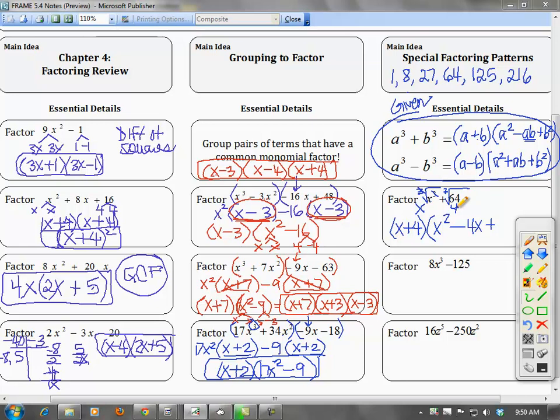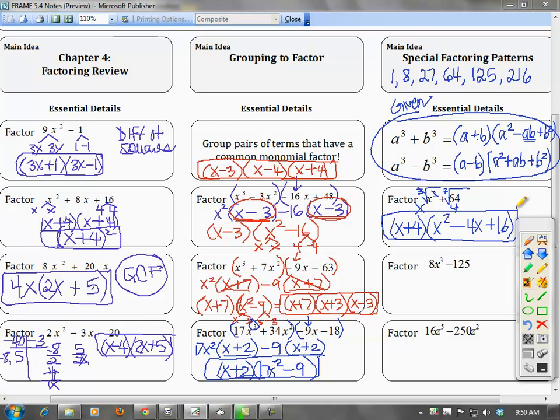So 4 squared ends up being 16, and guess what? You will be done all the time. There is never additional steps when you're using this pattern. So you're done factoring. Okay? Let's try this again. Let's do a second one.